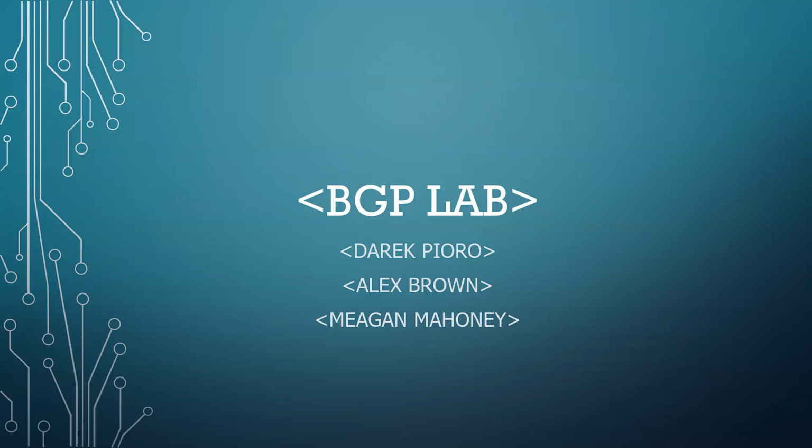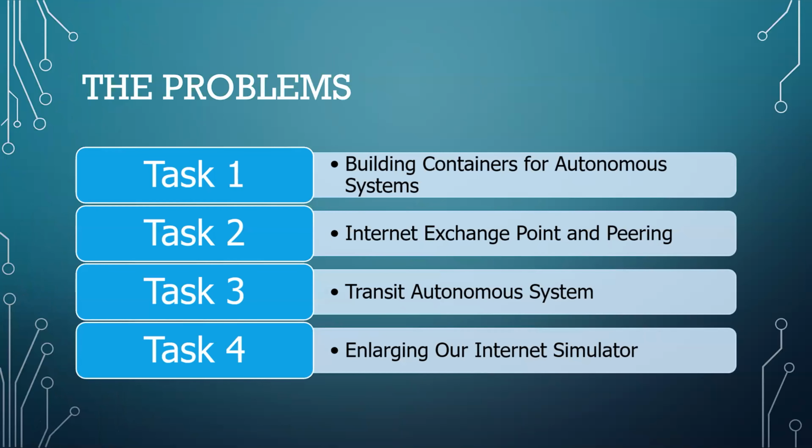All right, so we did the BGP lab. My team is Derek and Alex and Megan. The problems are task 1 is building the containers for autonomous system. Task 2, the internet exchange point. Task 3, transit autonomous system. Task 4, enlarging our internet simulator.